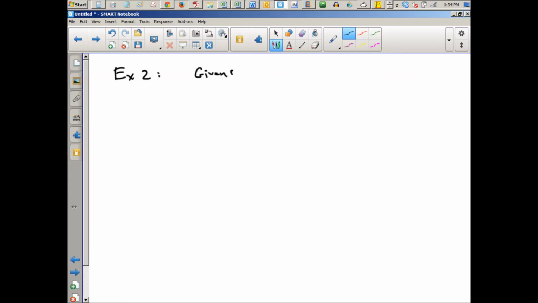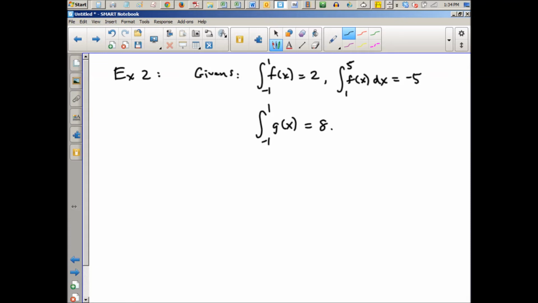So the givens on this problem, there are 3 of them. It says that the integral from negative 1 to 1 of f of x is 2, and the integral from 1 to 5 of f of x is negative 5, and the integral from negative 1 to 1 of g of x is 8. So I would like to draw a picture of this, if I can. My first two givens refer to the function f, right? They both have the same integrand. See? This is f of x, this is f of x. So we can just draw one picture for those first two givens.